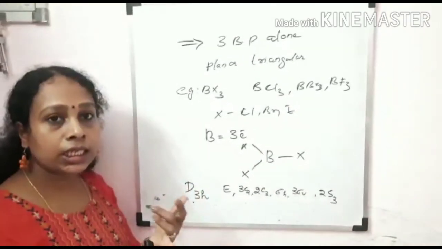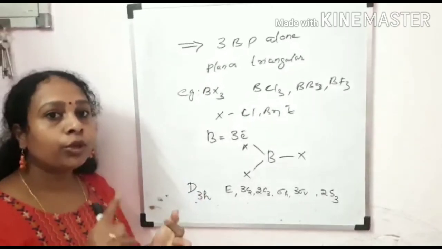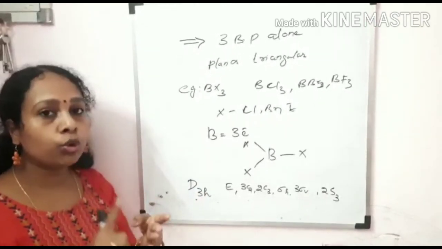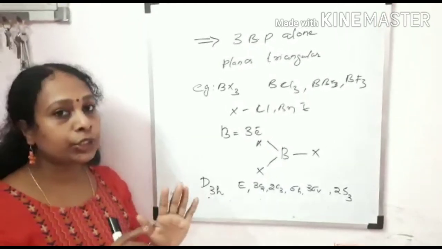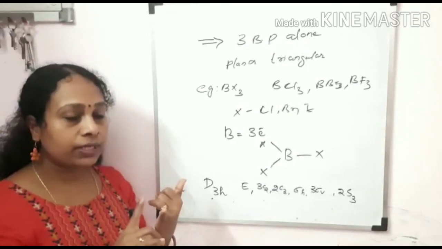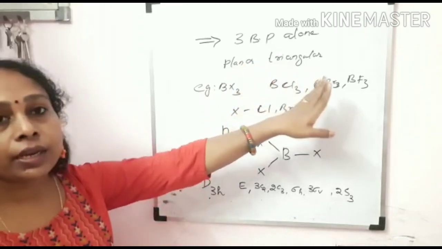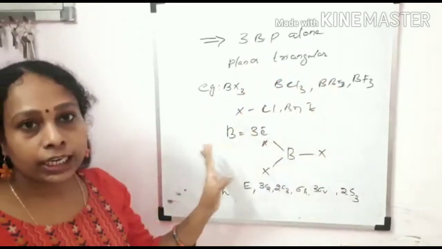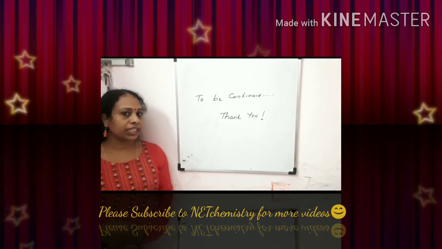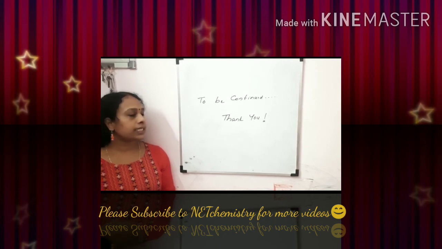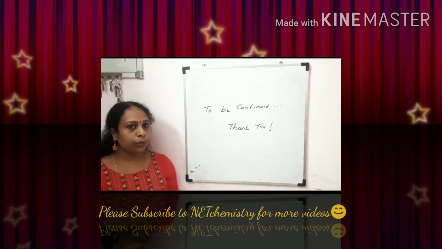First is 2 bond pairs alone, 2 bond pairs plus 3 lone pairs, 2 bond pairs plus 1 lone pair, 2 bond pairs plus 2 lone pairs, then 3 bond pairs alone. These 3 conditions we have cleared. The first is the linear molecule, the second is the bend shape molecule, and the third is the planar triangular molecule, 3 bond pairs alone. Clear? I hope you understand all these 3 postulates of VSEPR theory with the examples. In the next class we will continue the same topic, the remaining postulates. I hope you understand it well.